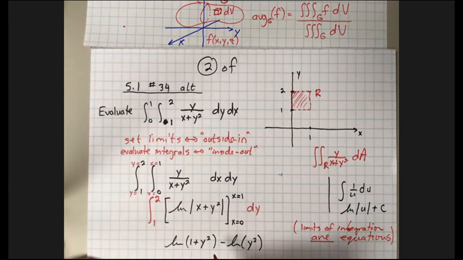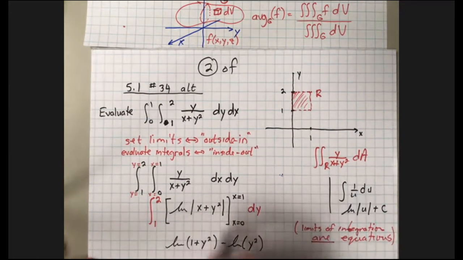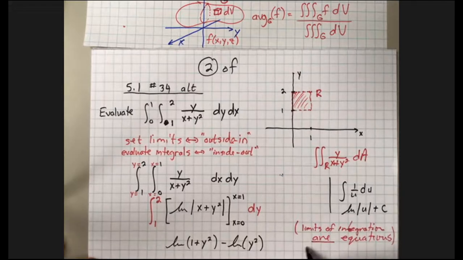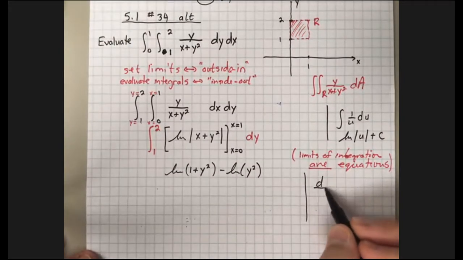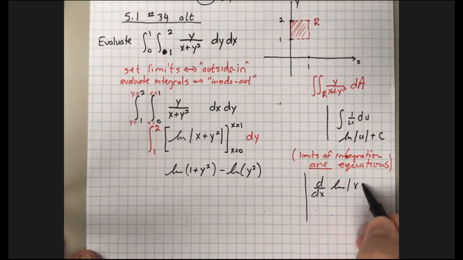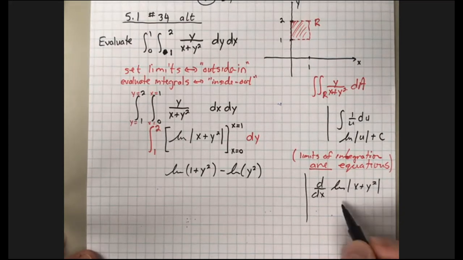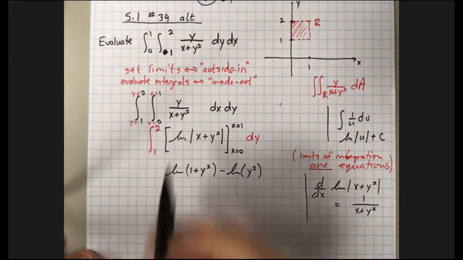I'm a little bit nervous. What did I leave out? I've misintegrated, haven't I? Let's think about this. So you always got to check your integration. When you differentiate with respect to x the natural log of the absolute value of x plus y squared, what you get is 1 over x plus y squared. I've left out that constant.